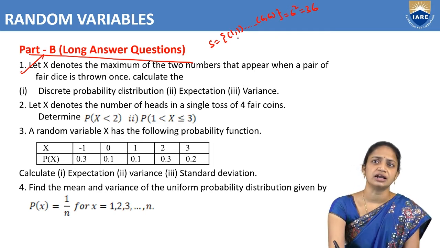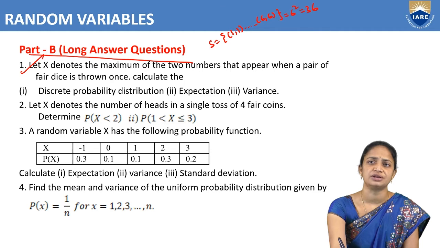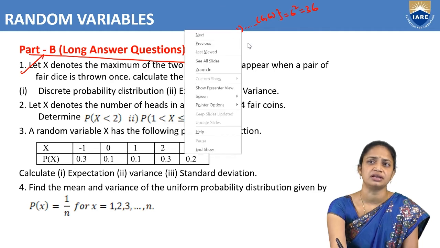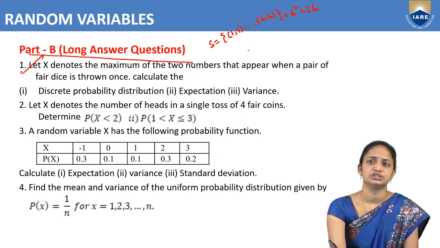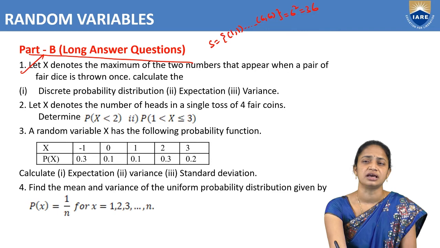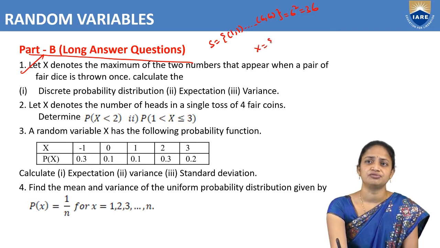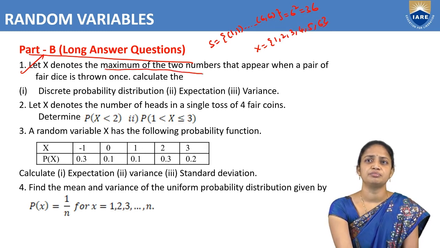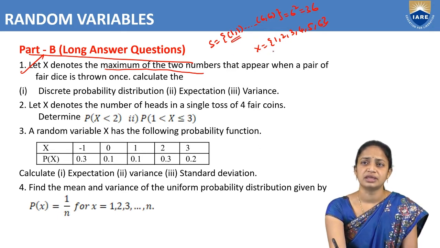In that we have to take only the maximum values. In 1,1 the maximum value is 1. In 1,2 the maximum value is 2. In 1,3 the maximum value is 3. Like that we can find up to 6,6, where the maximum value is 6. Therefore x equals 1, 2, 3, 4, 5, 6. In the maximum of two numbers, the random variable consists of 1, 2, 3, 4, 5, 6.